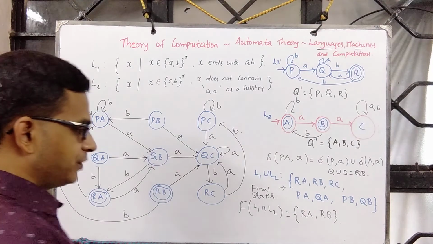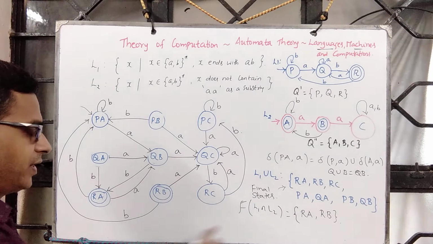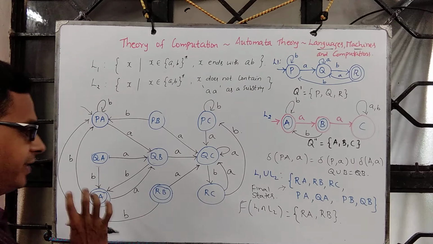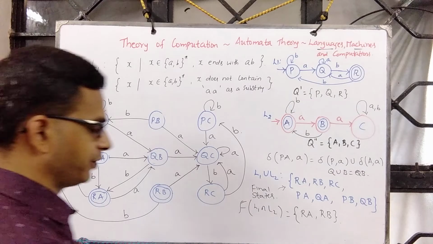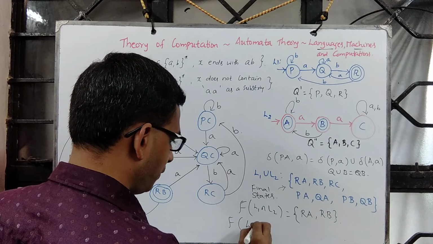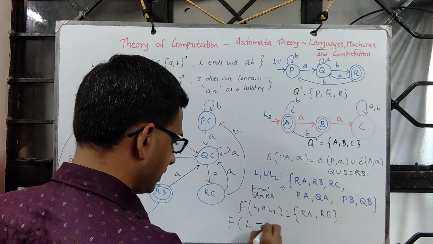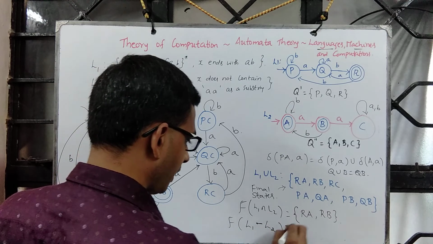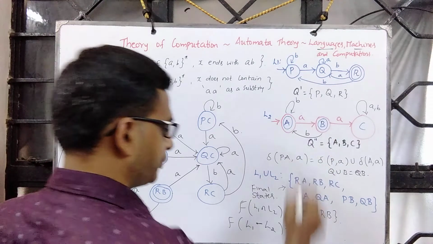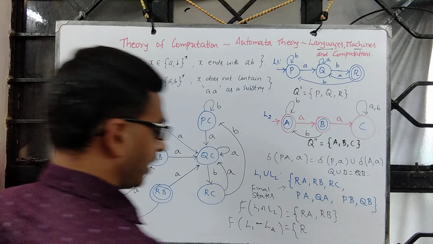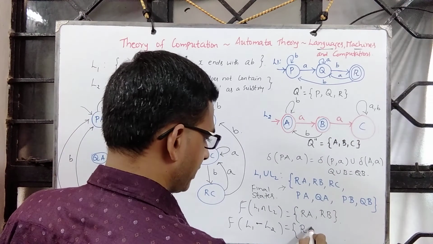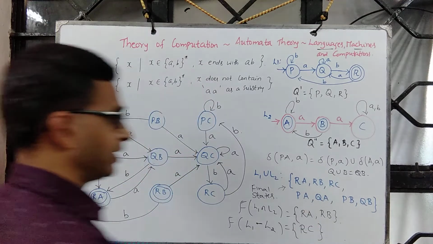That's on one side. So which means when we prune for L1 intersection L2, we get to see that only this will be the final state, this will be eventually removed. And what about the final states of L1 minus L2? It should be accepted by L1, which means R, and not in L2, rejected by the automaton, so which means it is RC.